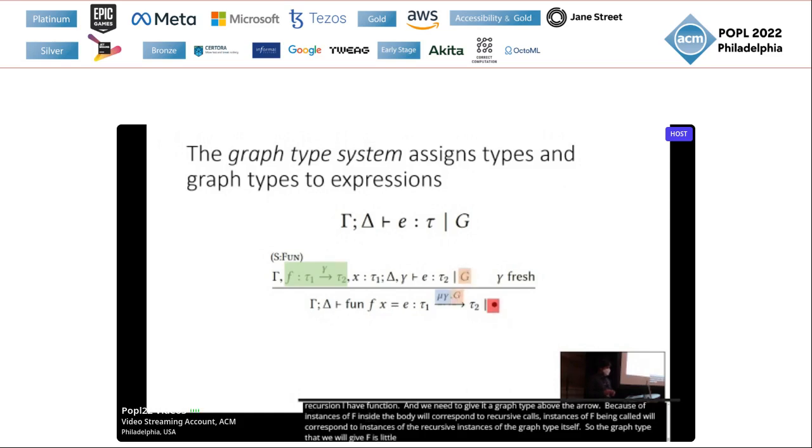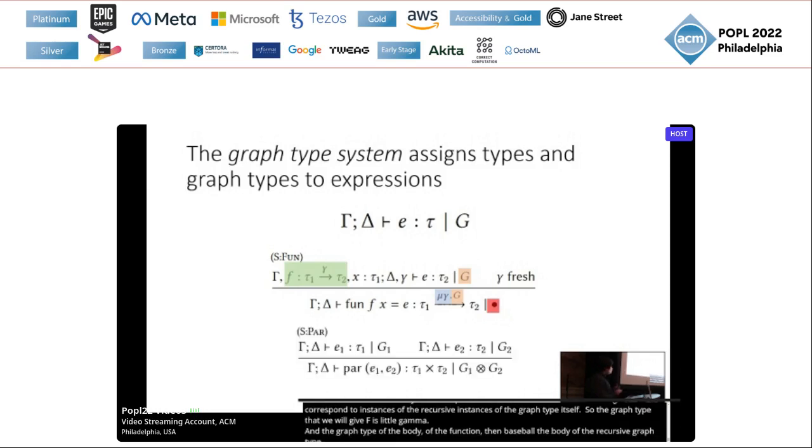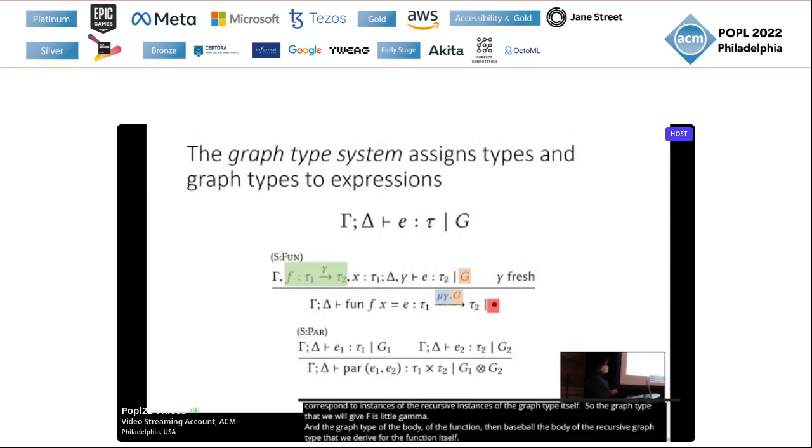And the graph type of the body of the function then becomes the body of the recursive graph type that we derive for the function itself. So the rule for par then is basically what you'd expect. We derive two graph types for the two sub-expressions, and we compose them in parallel.